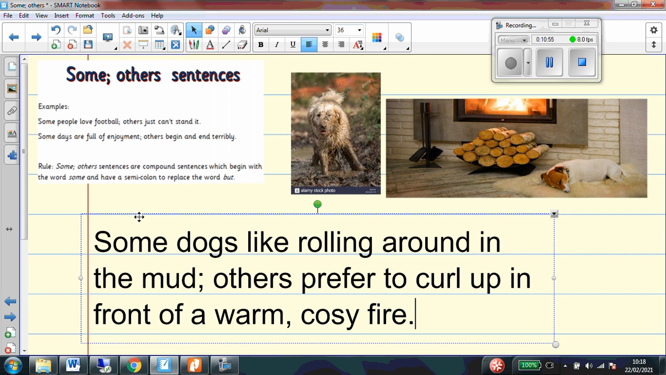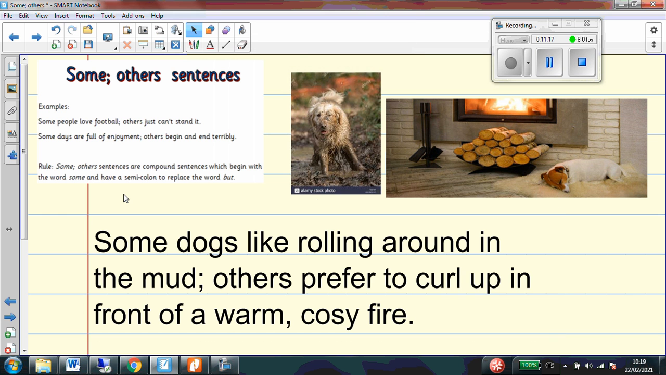Okay, a few things to check. So I've got some, I've got my semicolon, I've got others. I always need to read back my sentence and just check it makes sense. Some dogs like rolling around in the mud; others prefer to curl up in front of a warm fire. Lovely, so we've got our semicolon in the middle there. Okay, can you pause the video here for me and have a go at writing your own sentence comparing these dogs?